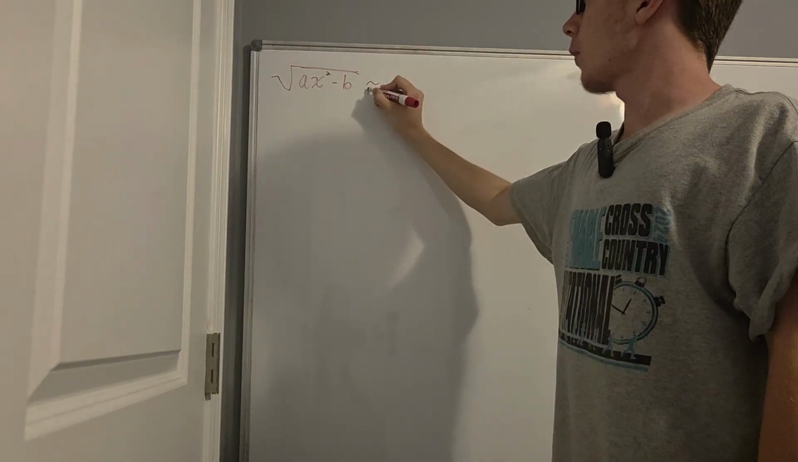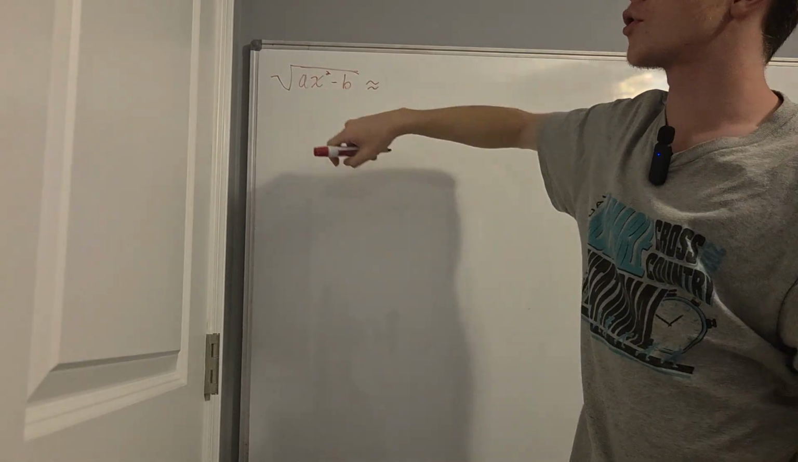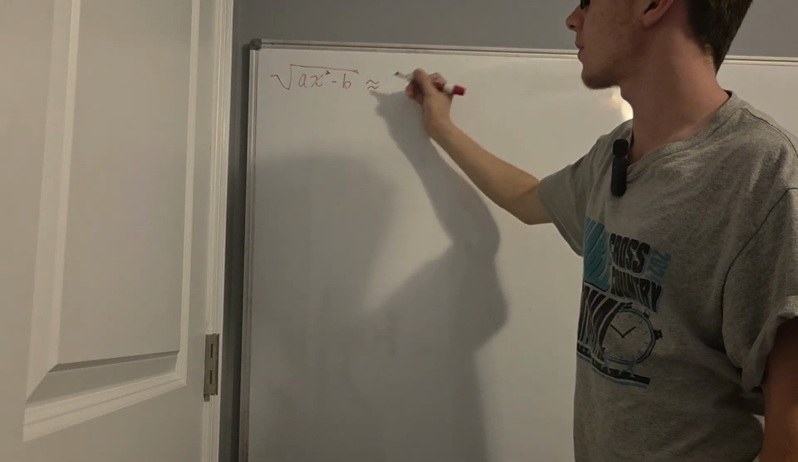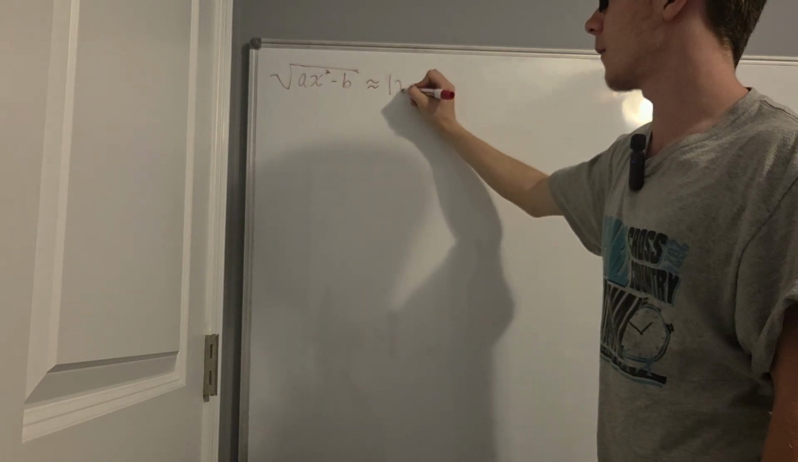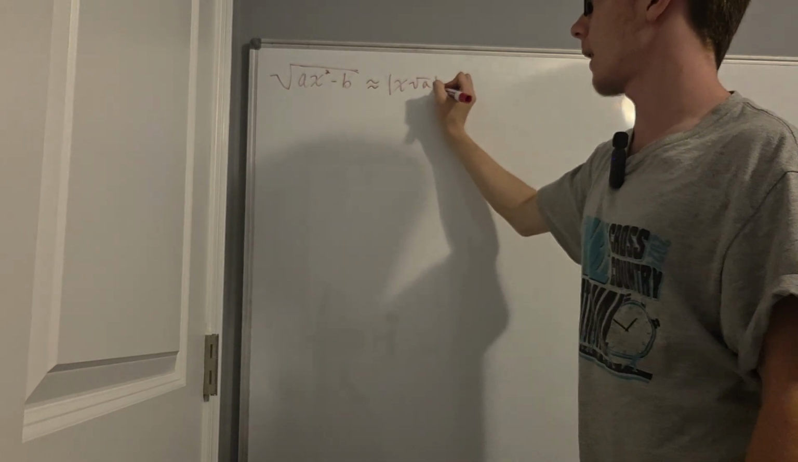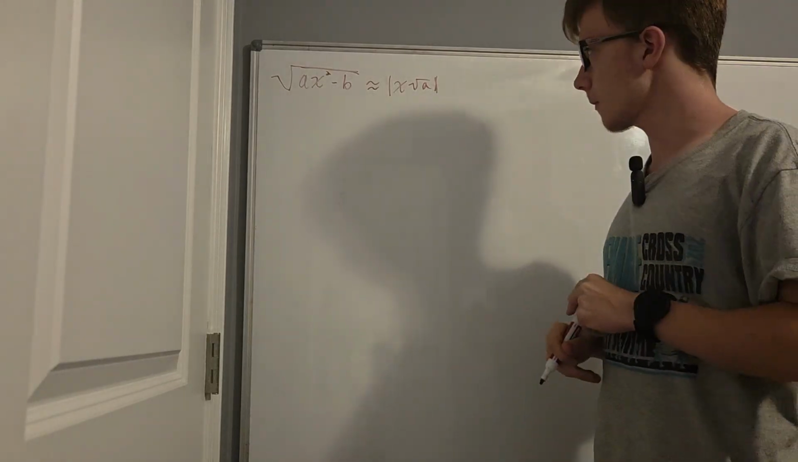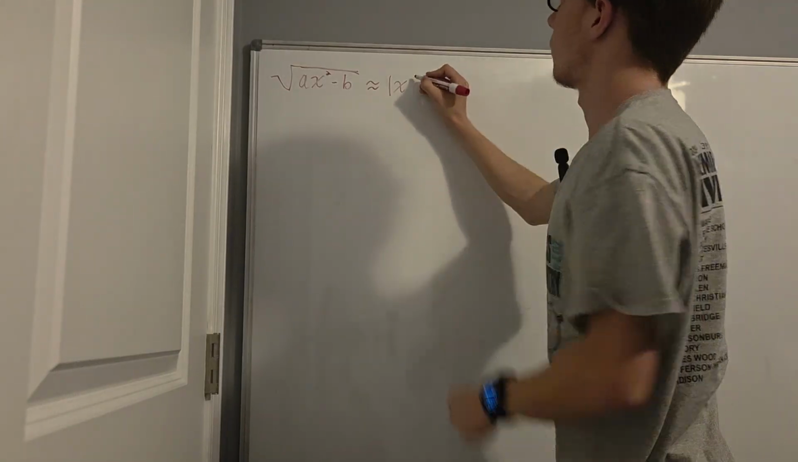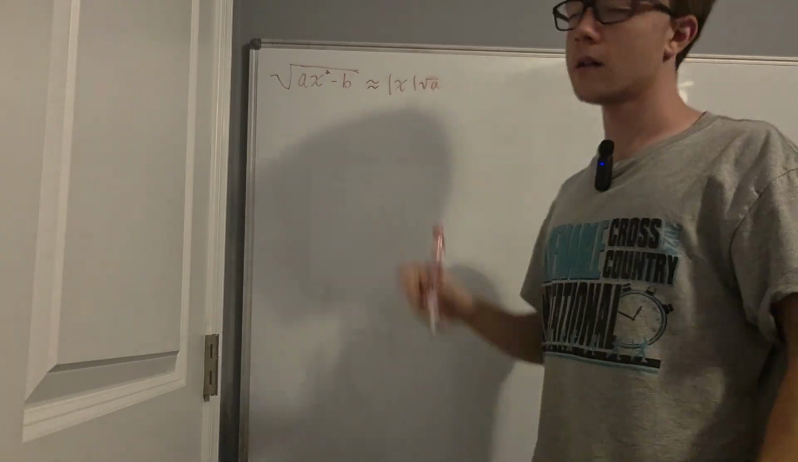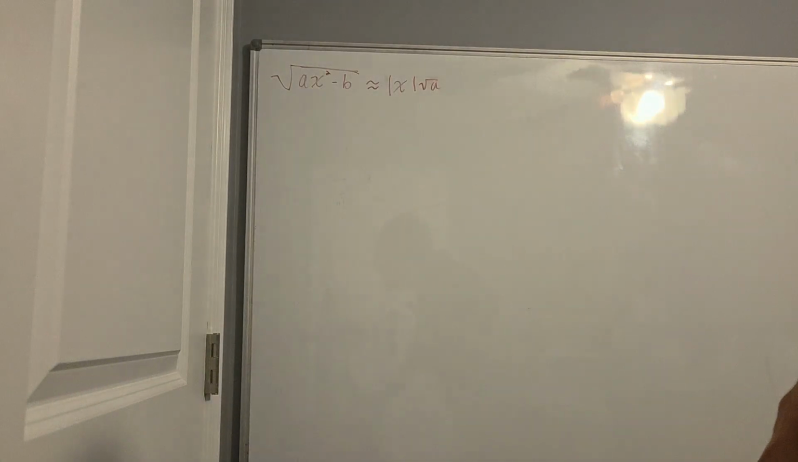Now, I'm going to claim that this function will approach a line that has the slope of the absolute value of x times the square root of a. This will be our slant asymptote. And also we can simplify this a little bit, so we have the absolute value of x square root of a. And now I'm going to prove this.